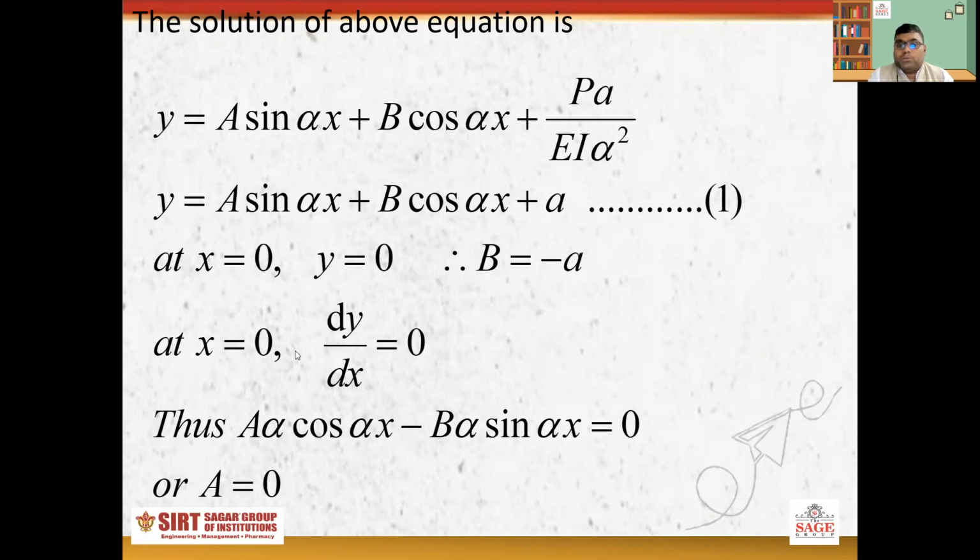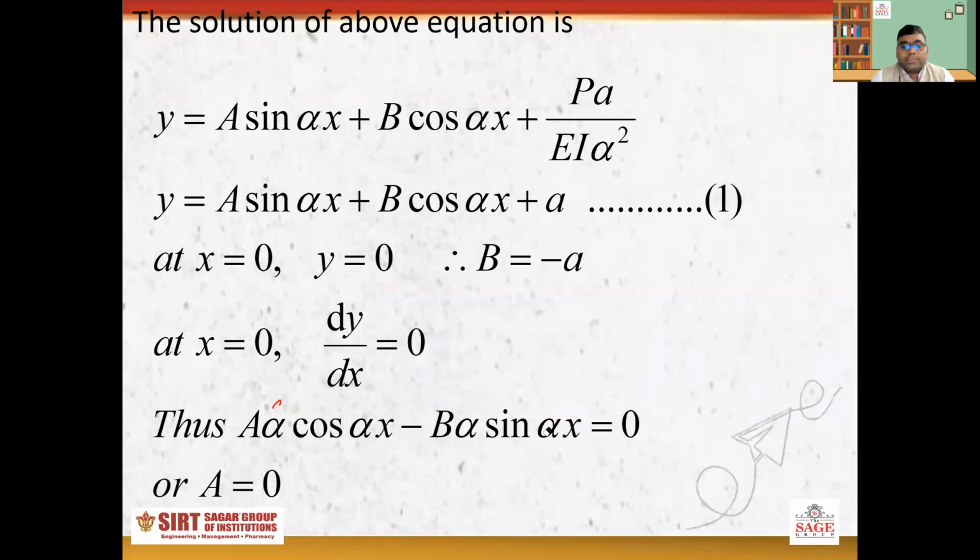Now at x is equal to 0, the slope is also 0. So first we will differentiate and then put the end condition. So dy upon dx is equal to A alpha cos alpha x minus B alpha sin alpha x, equal to 0, and then put this value. So dy upon dx is equal to 0. You replace x by 0, so this term is 1 and the other term is already 0, so this will be A is equal to 0. Hope we understood.